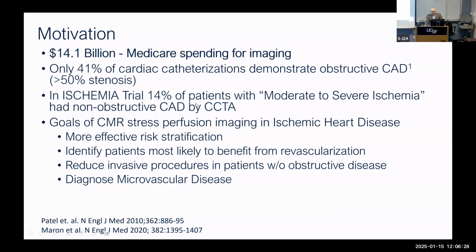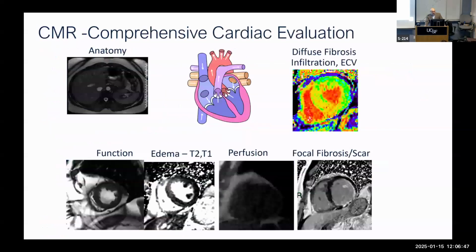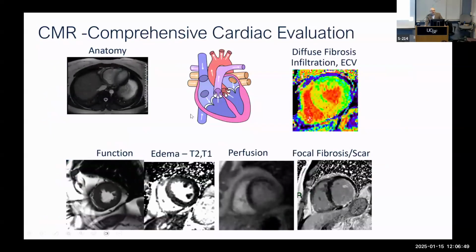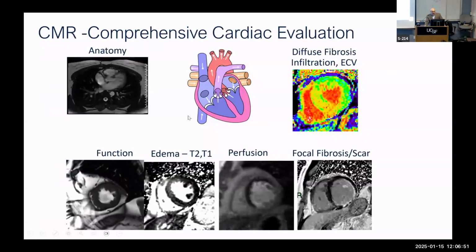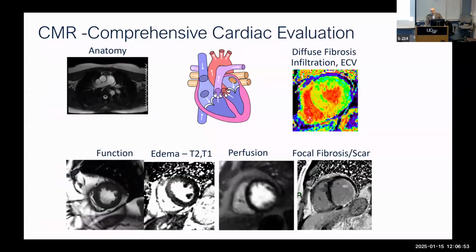So I think in terms of evaluating ischemic heart disease, we want to have more efficient and effective risk stratification. We want to identify patients who will benefit from revascularization. We want to reduce doing invasive procedures in patients without obstructive disease, and finally be able to diagnose and prognose microvascular disease.